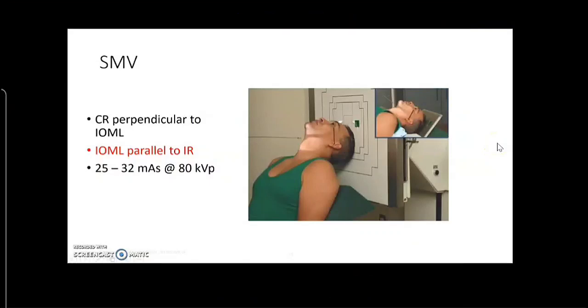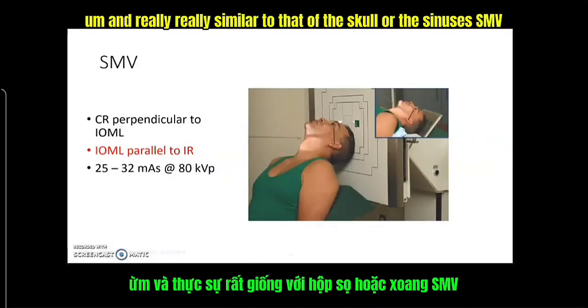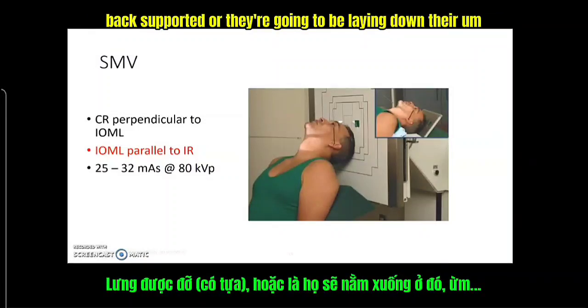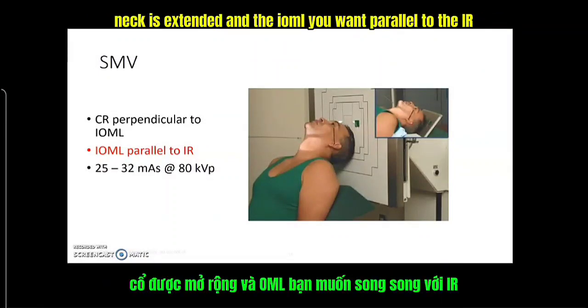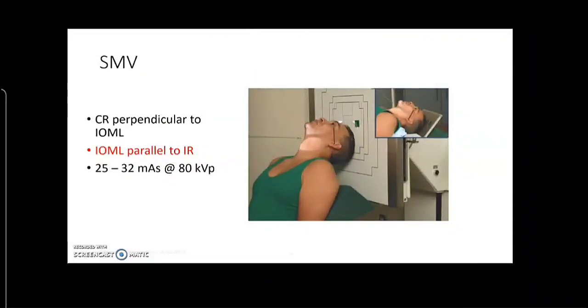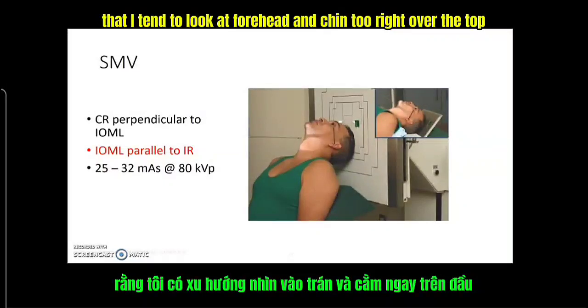Basically identical, and really, really similar to that of the skull or the sinuses SMV, right? So we're looking to have the patient sitting down, back supported, or they're going to be laying down. Their neck is extended, and the IOML you want parallel to the IR. So we're really looking just below the eyes, making sure that I tend to look at forehead and chin too, right over the top.